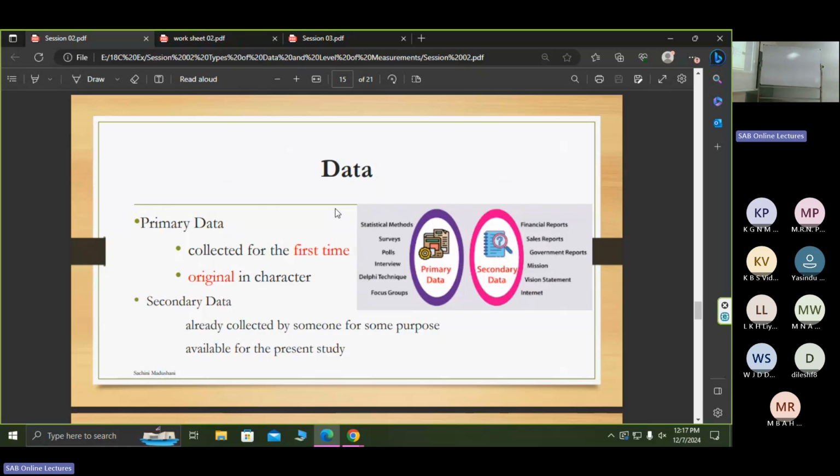Let us say we are going to do this study, then we can refer to the central bank review. Normally we refer to the annual reports of the government. This data is already published, already collected. Using this data in our study, we call it secondary data. It's clear? Primary data, we collect the data for the first time. Secondary data means it was already collected for some purpose by someone.